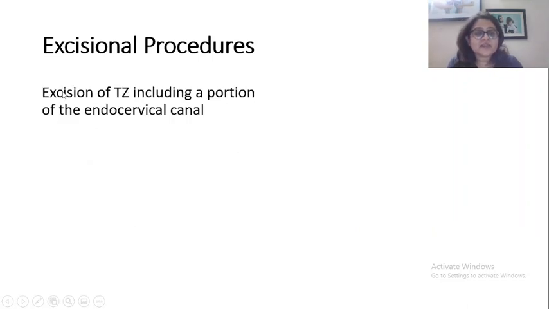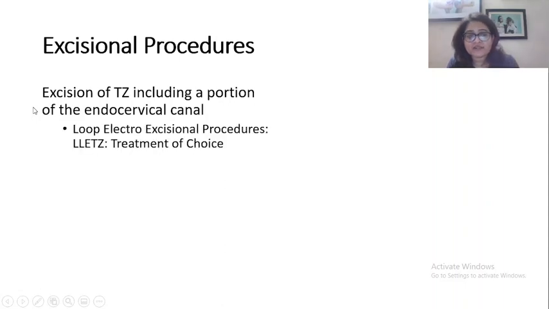Now, excisional procedures. This basically means excision of the transformation zone, including a portion of the endocervical canal. And as I said, LEEP means loop electro-excisional procedure. And in that, LLETZ is the treatment of choice. This is large loop excision of the transformation zone. So if someone asks you the treatment of choice for CIN 2 or 3, the answer is LLETZ if given. Otherwise, LEEP, either of the two, whatever is given in the choices is the answer.